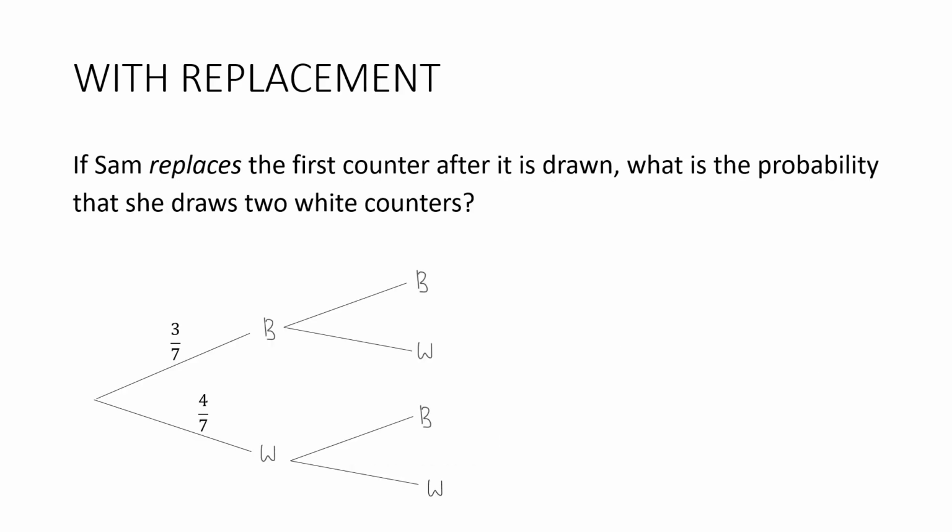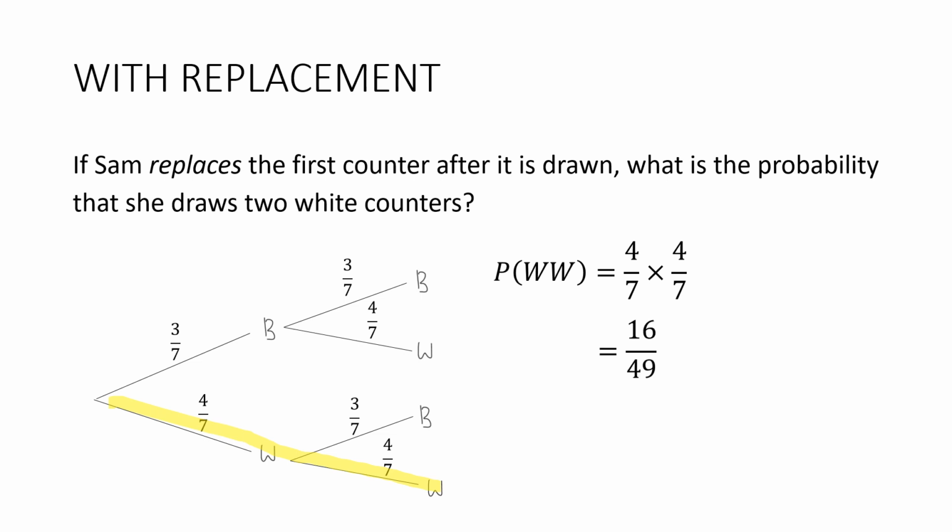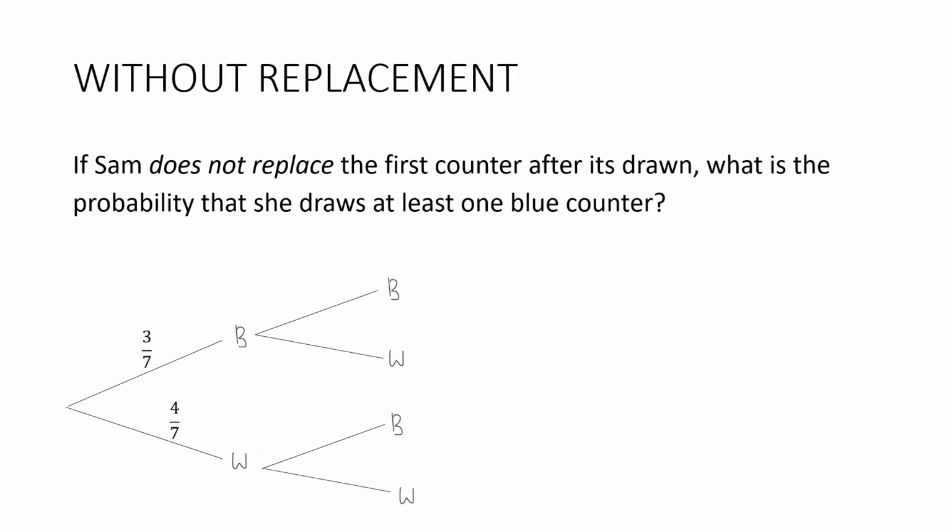Now, if Sam replaces the first counter after it's drawn, then these probabilities here are going to be exactly the same as these. What is the probability that she draws 2 white counters? Let's find that on the diagram. It's here and here. As we go across the tree, we multiply. So the probability of white and white is 4/7 times 4/7, which is 16/49.